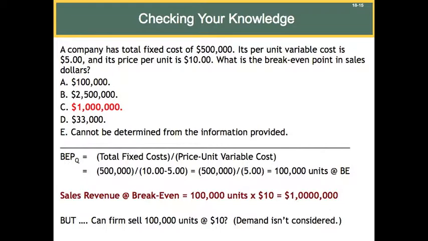One caution, however, is we have to ask the question, can the firm in fact sell 100,000 units at $10? We don't know what the market price is because we have not considered demand. What if the market structure is such that the average selling price in this competitive market is $5? The question is, can the firm sell 100,000 units?